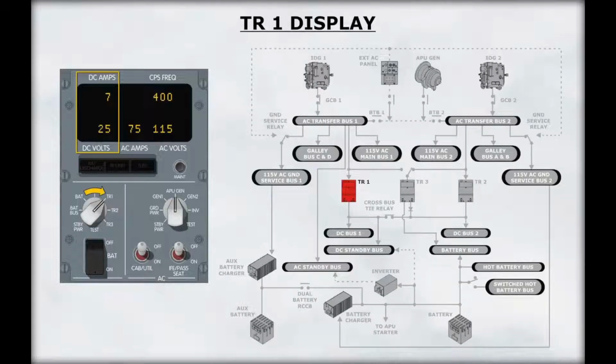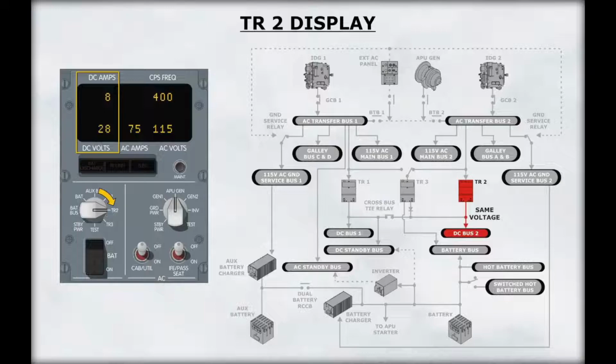Each transformer rectifier can be monitored individually by placing the meter selector in the desired TR position. The normal output of a TR is 24 to 30 volts. The amperage will vary with the demand and will read with a slight positive reading to the TR limit of 75 amps. Positions TR1 and TR2 indicate the voltage from the associated DC bus.